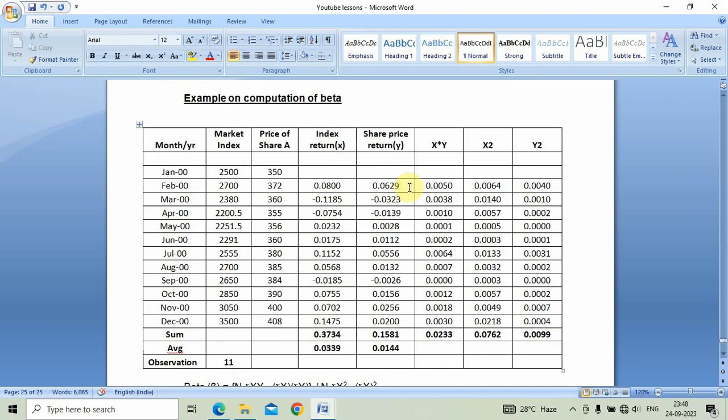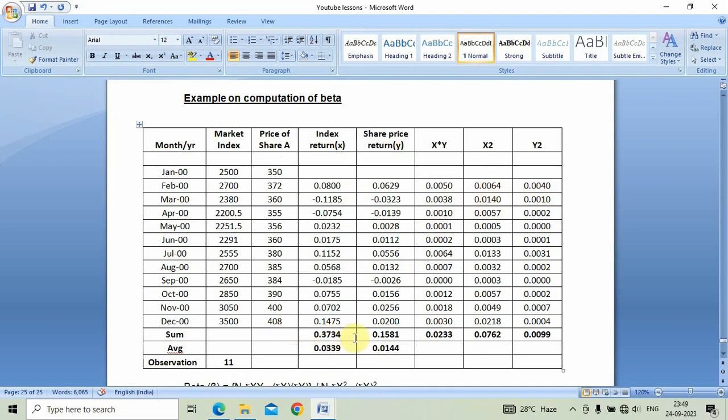Again, return on share price. The share price in January was 350, in February it is 372. What is the return? 372 minus 350 divided by 350. That is 0.0629. In this way we calculate the return on share price. Return on index is termed as X and return on share price is termed as Y. Now in this column we calculate X into Y. In this column X square and in this column Y square.